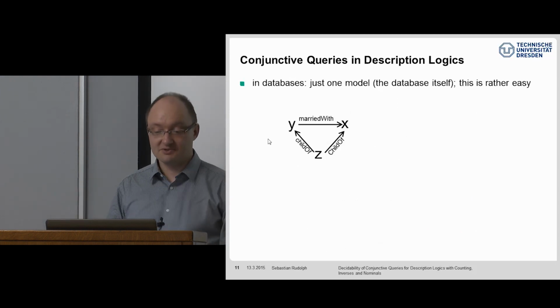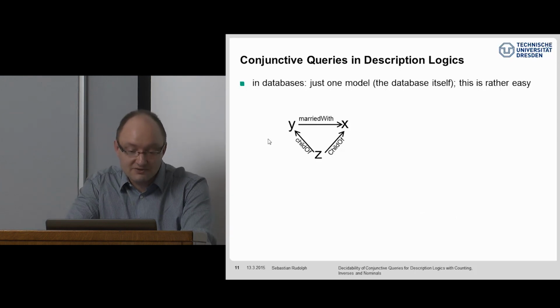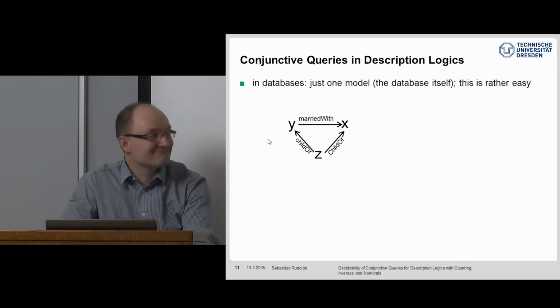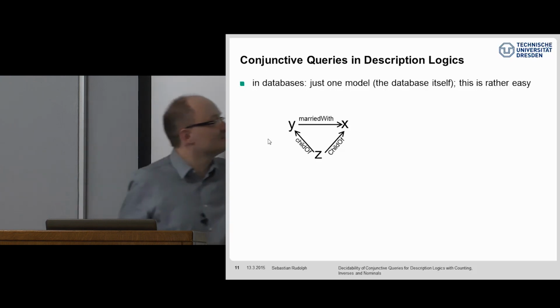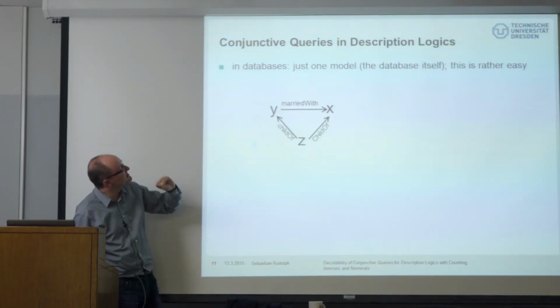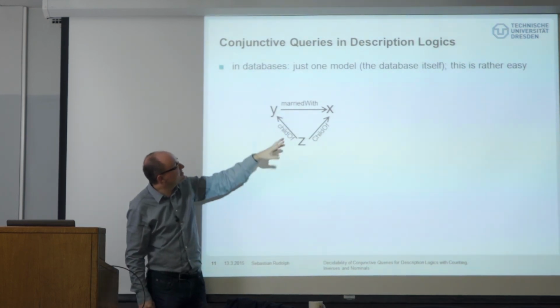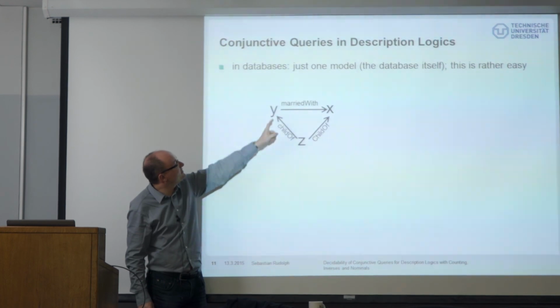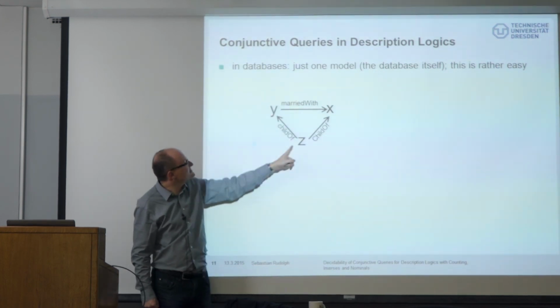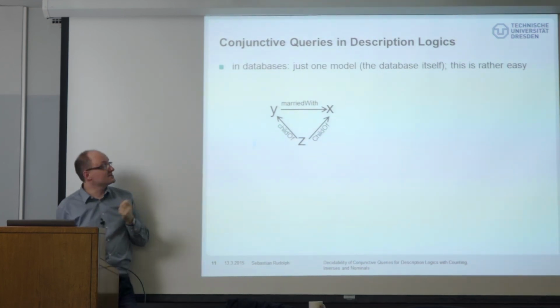Let's talk about conjunctive queries, the other ingredient for our result. A conjunctive query is essentially a pattern telling us of a situation. Here the conjunctive query tells us there are three individuals, let's call them X, Y, Z. And we know that Y is married to X, and Z is a child of Y, and Z is a child of X as well. So essentially, it's a situation of a married couple with a common child.